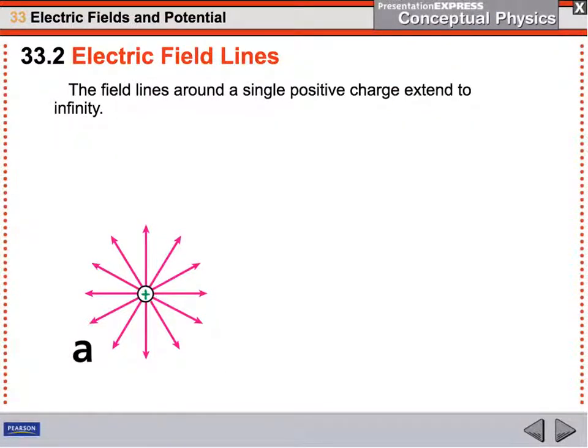The field lines around a single positive charge extend to infinity. What this is saying is that at this one point, the field lines will point out from it, because this is a positive charge, and the positive test charge will move away from it.